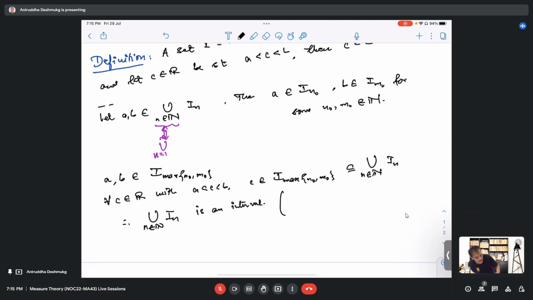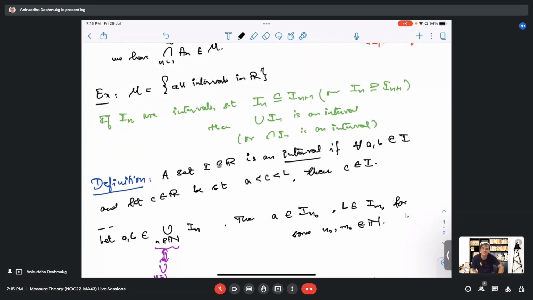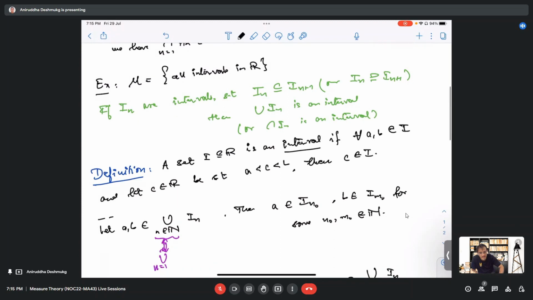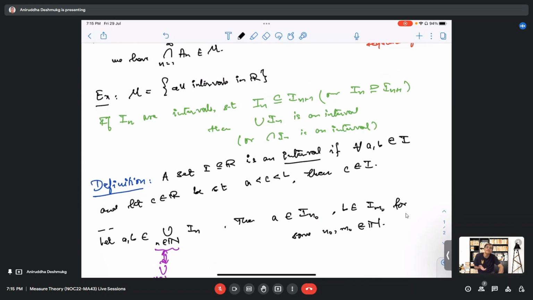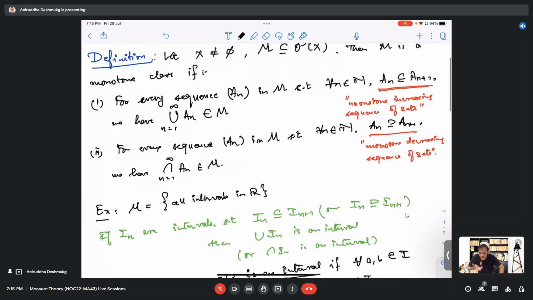Or equivalently, what we want to write is that the union of I_n belongs to this M. Similarly, one can prove intersections. I'll leave it to you to check whether the intersection of intervals is again an interval, and then you will conclude whether M is really a monotone class or not. Okay, so this was one of the examples.